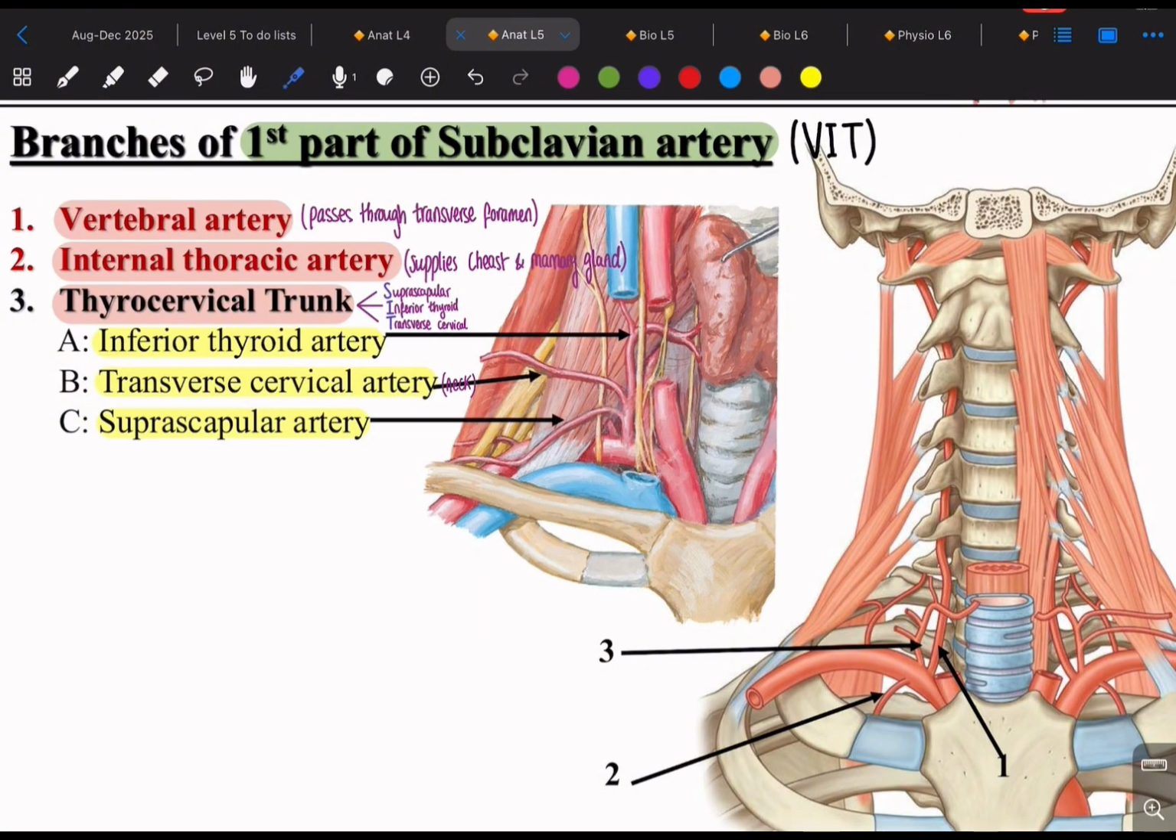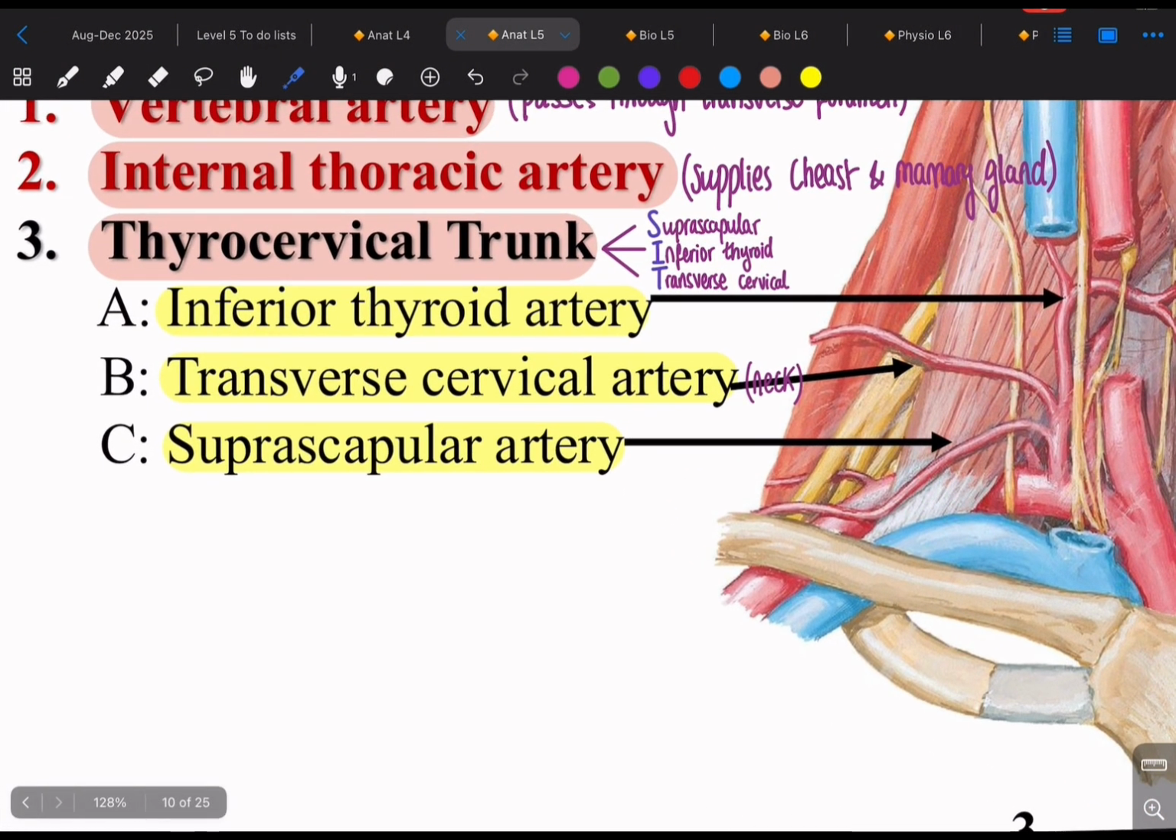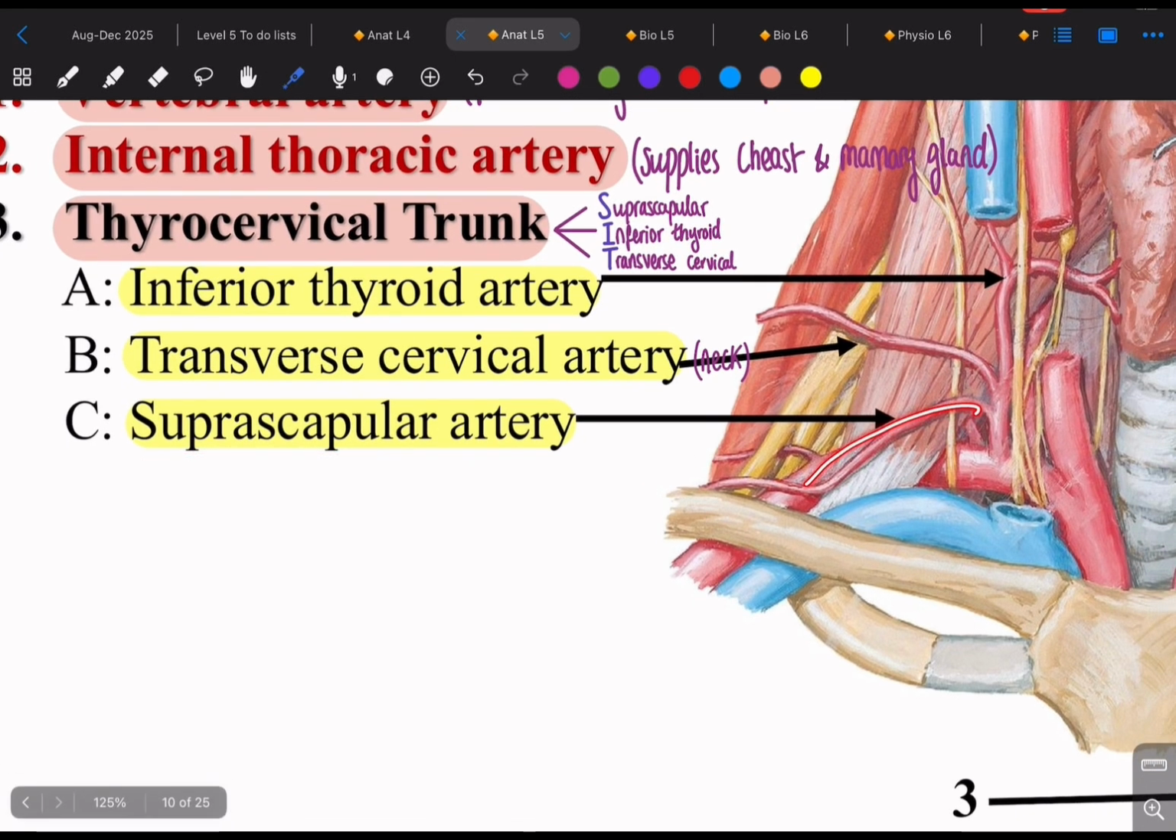The third branch is going to be the thyrocervical trunk. We got tired and reached the third branch, right? So we're going to tell it to sit down. Thyrocervical trunk, sit down, sit. Once we say sit, that means it's going to give us 3 branches. The first branch is the suprascapular artery, which is here. Then the second branch is going to be I, which is the inferior thyroid artery.